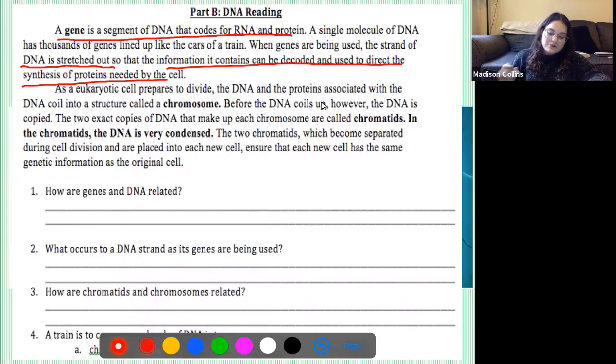As a eukaryotic cell prepares to divide, the DNA and the proteins associated with the DNA coil into a structure called a chromosome. Before the DNA coils up, however, the DNA is copied. The two exact copies of DNA that make up each chromosome are called chromatids. In the chromatids, the DNA is very condensed. The two chromatids, which become separated during cell division, are placed into each new cell, and that ensures that each new cell has the same genetic information as the original cell.